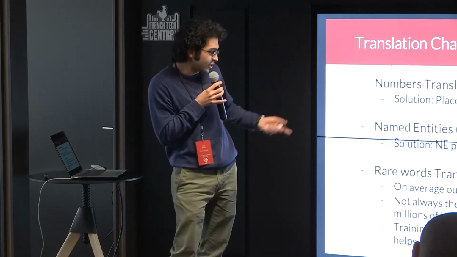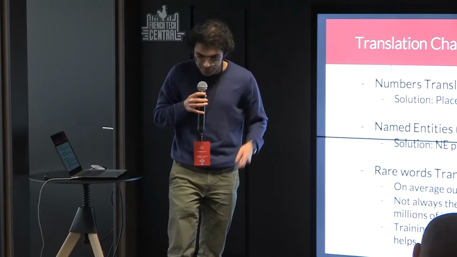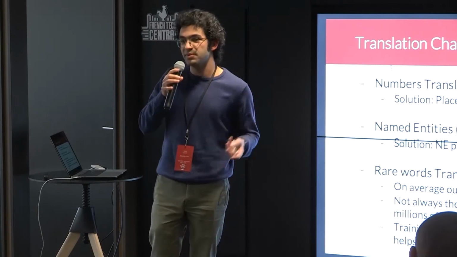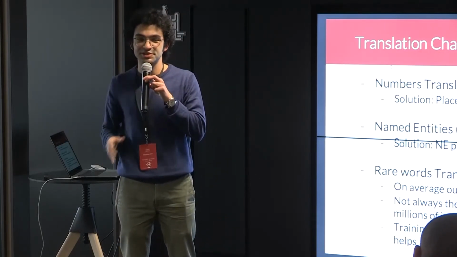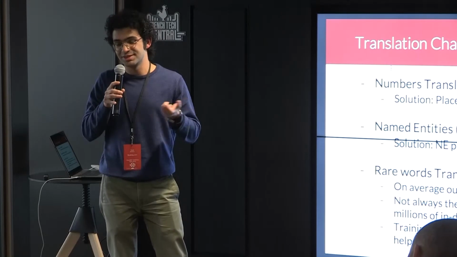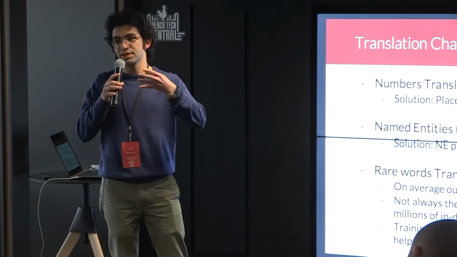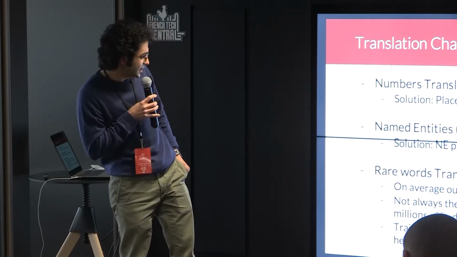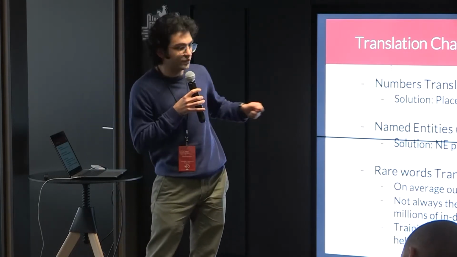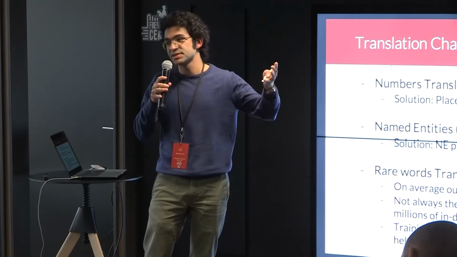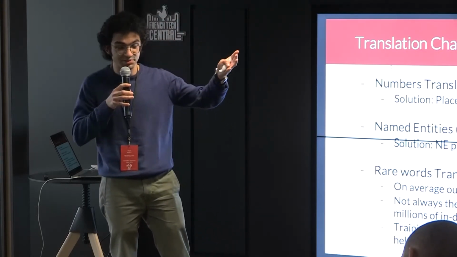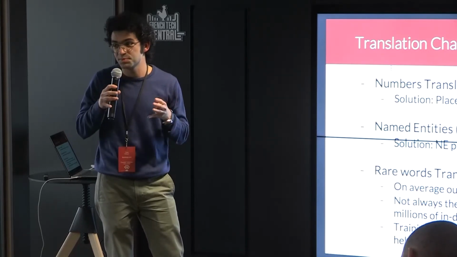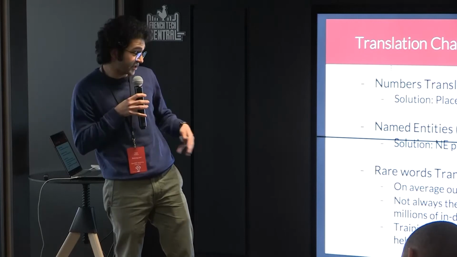And for rare words translation, at first we thought, okay, we have 10 or 15 million in-domain sentences, so translations should be okay. We don't need any general domain data for translations. But on average, if we compare our system to the best general-purpose NMT models on our in-domain data, our model performs significantly better.